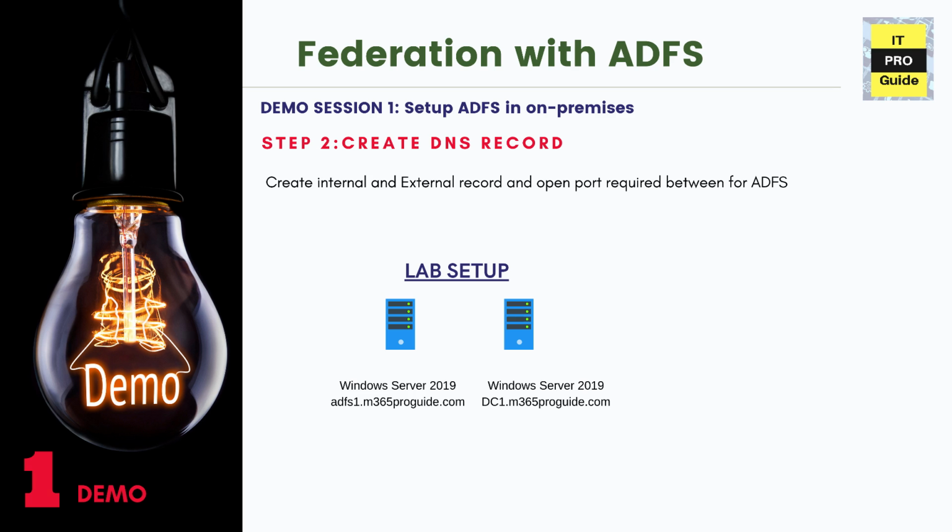The next step is to set up DNS. So here I'm going to use adfs.m365procguide.com as my fully qualified domain name to access the ADFS server. But the actual ADFS server name is adfs1.m365procguide.com, because I have a plan to add more ADFS servers to this farm. So we need to create a CNAME record.